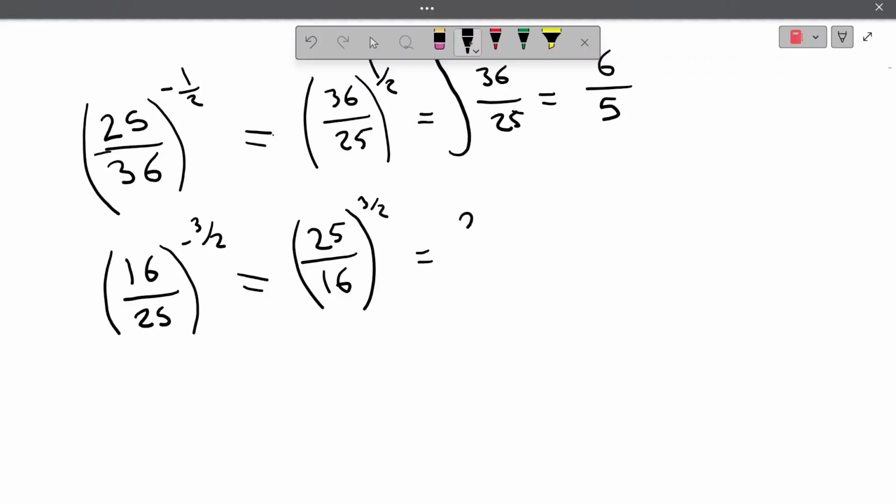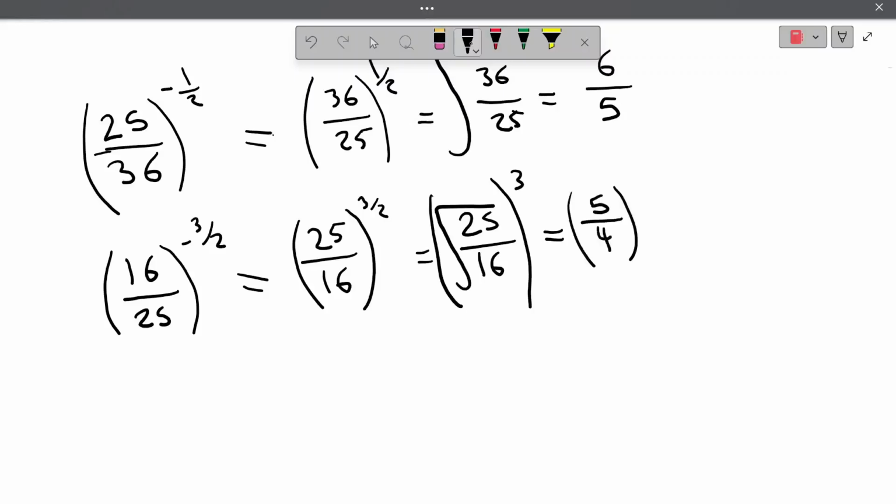What we then do is you have 25/16, and we square root it. And then that is then cubed. So that's like 25/16 to the power of a half, which is the square root, cube it. The square root of 25 is 5, the square root of 16 is 4, and that is what we're going to cube. 5 cubed is 125, and 4 cubed is 64.